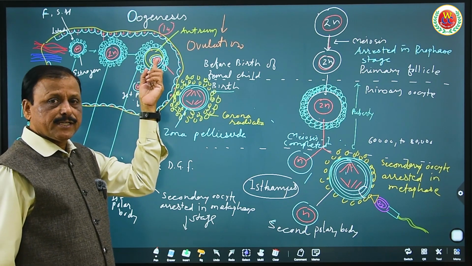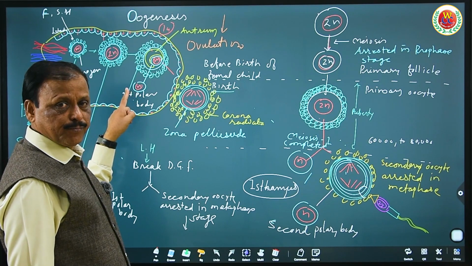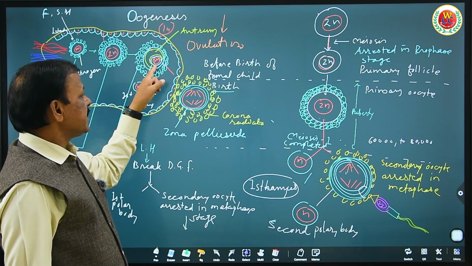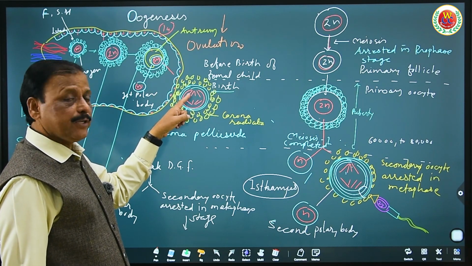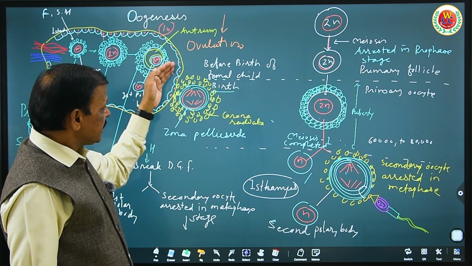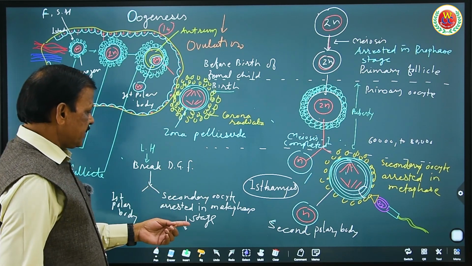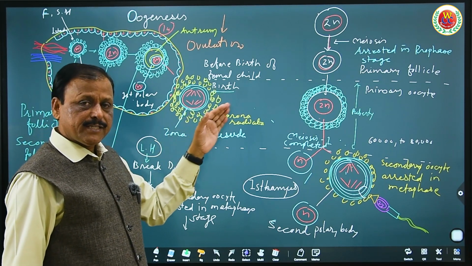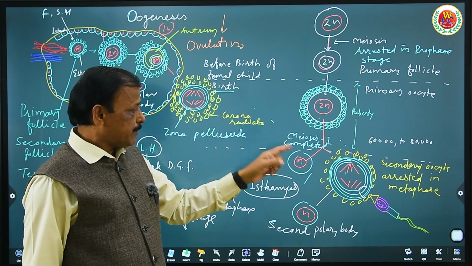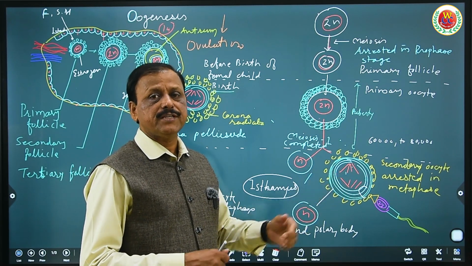So by the time of the tertiary follicle, that primary oocyte undergoes meiosis 1 and produces the first polar body, and the secondary oocyte is not completely developed but is arrested in metaphase stage. It gets released on the 14th day with the action of luteinizing hormone. That secondary oocyte, when it is released, remains inside the fallopian tube till the sperm come and encounter it, and form the second polar body and the real ovum to have the zygote.